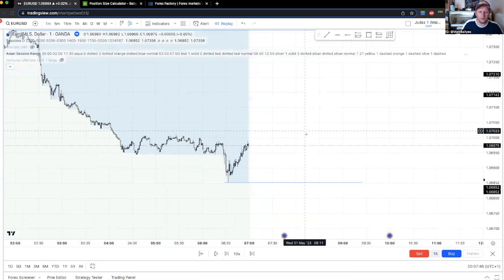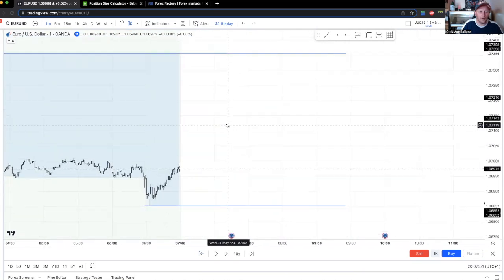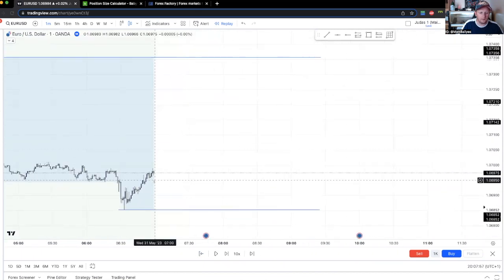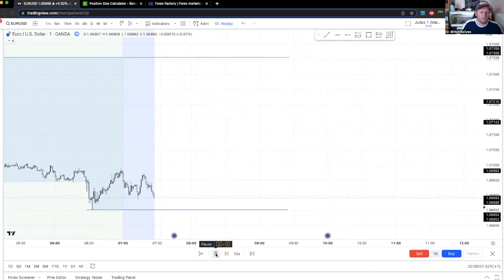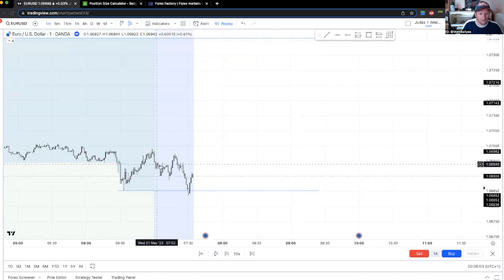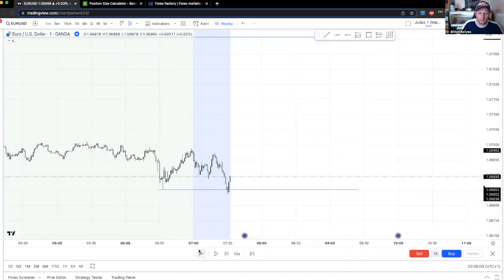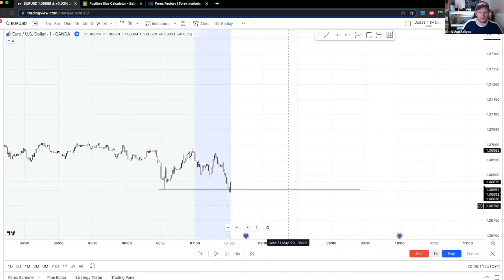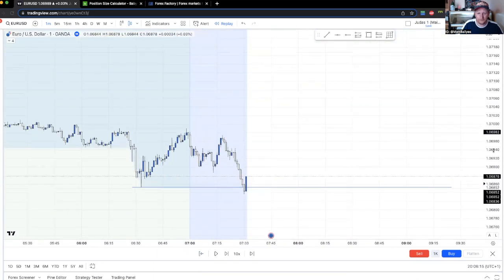Now, so basically what we're going to be doing now on a 1 minute time frame is that we're going to wait until price sweeps either the lows or the highs of the Asia range. So I'm going to play this and see what happens. Now, as you see, right here, let me bring this back. Price has swept the bottom of the Asia range.